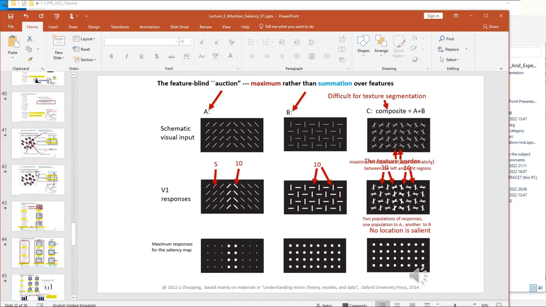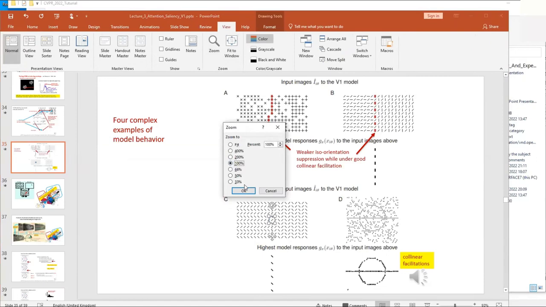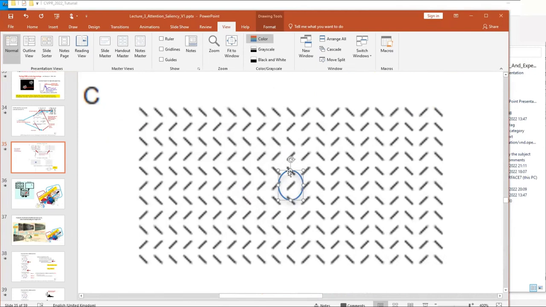Okay, look at one of these border bars, let's say. Let's look at this bar. Let me zoom it up. Okay, this bar has two left and right flankers, obviously suppressing it. But here is collinear facilitation. If you look at these inside bars, they have left and right flankers, but no collinear facilitation. A little bit subtle difference.